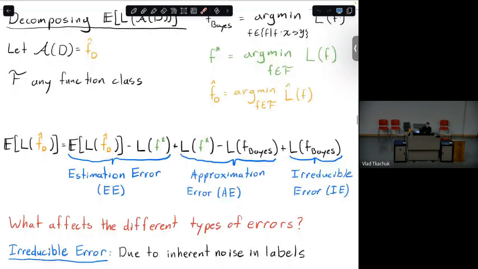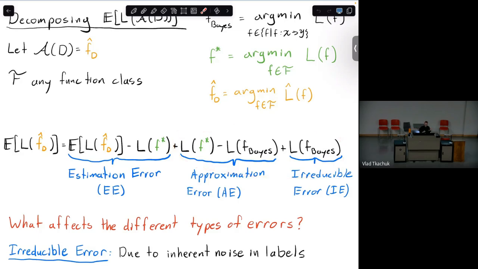Then there's this other term, which is the approximation error. In some sense, this is the best possible approximation in your function class to f base. This is the error between these two. Still nothing to do with data. So these two terms have nothing to do with anything about data.